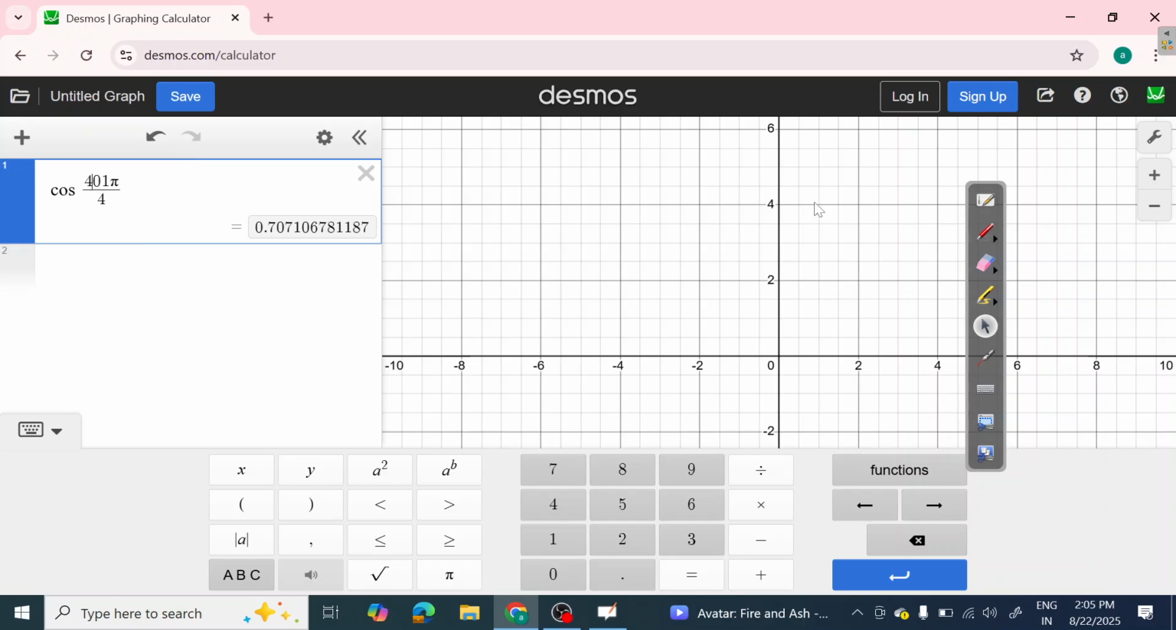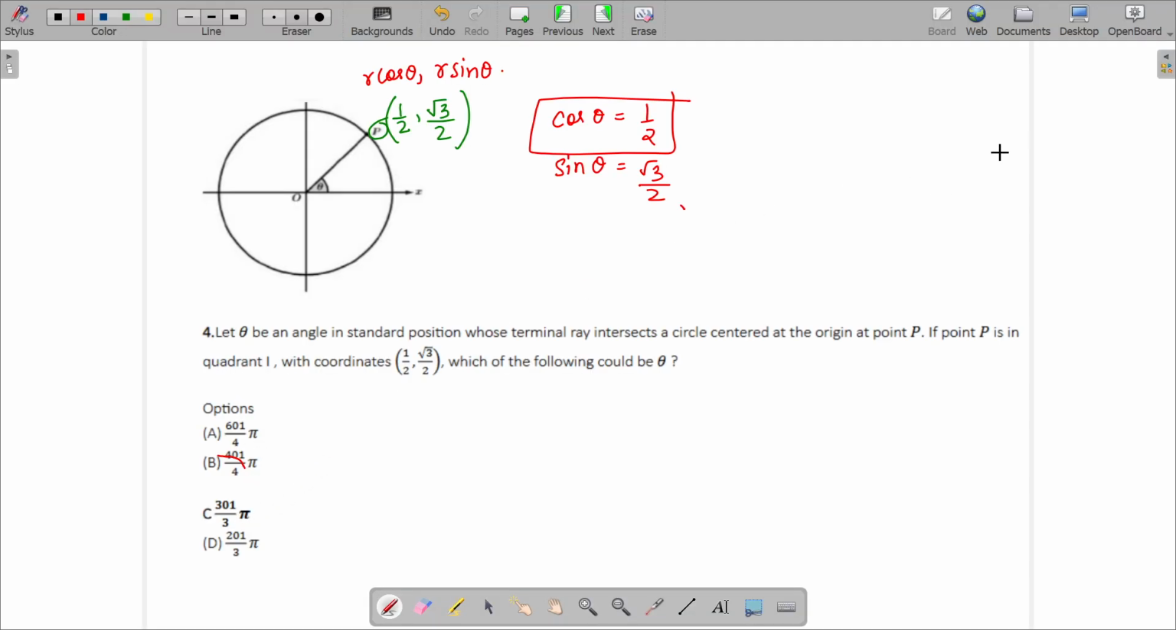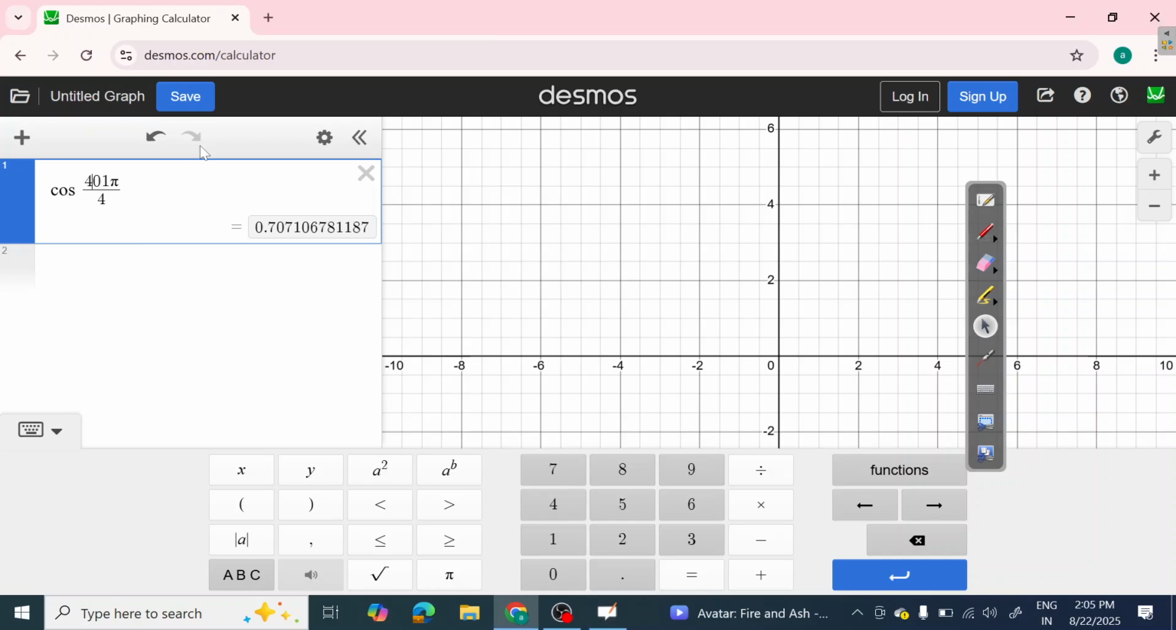Let's try the third option, which is 301 over 3. So here 3 and here 3. Are you getting half? Yes, you're getting 0.5. Now, there's one more option left. If you're getting cos as this, right away you will check the sine also. Because there might be the case you get the value of cos at that particular angle, but you will not get the sine value. So you have to check for that also.